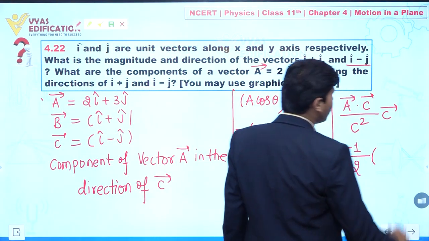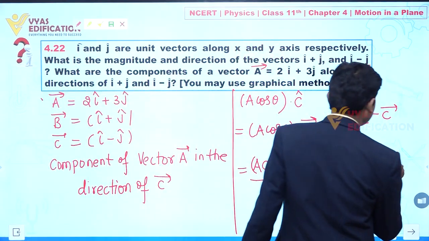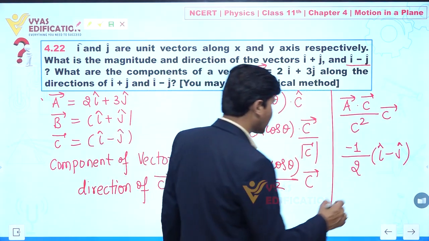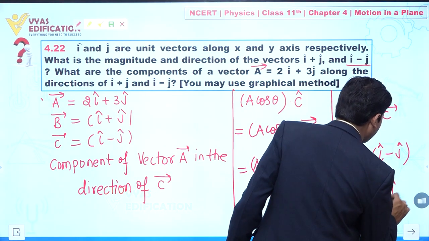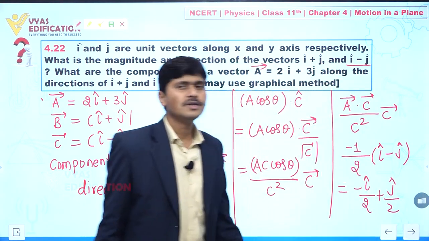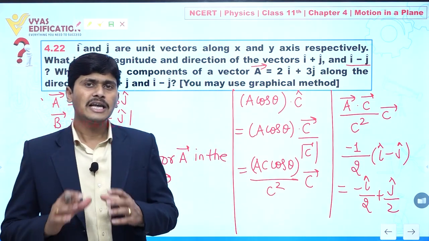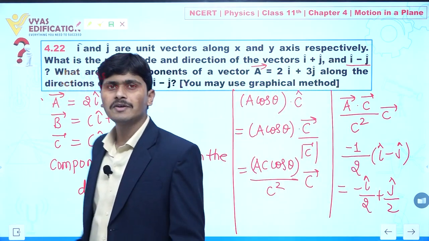so C square is 2. Now what is the value of C vector? I cap minus j cap. So if we multiply, we can write this as minus i cap by 2 plus j cap by 2, clear to you. So this is the component of A vector in the direction of C vector. So like this we can calculate all the values, clear. So this is all about this question.